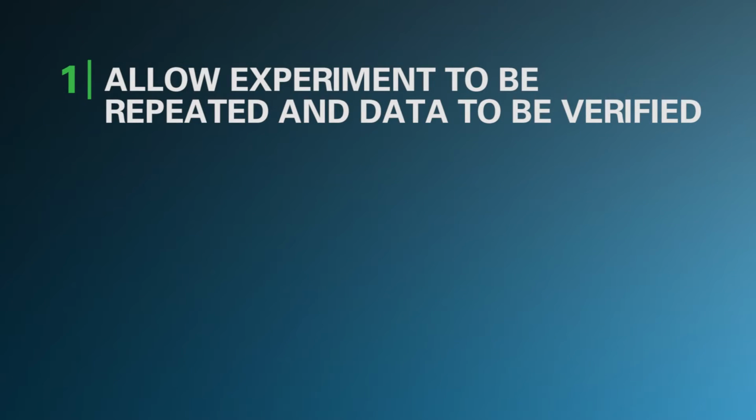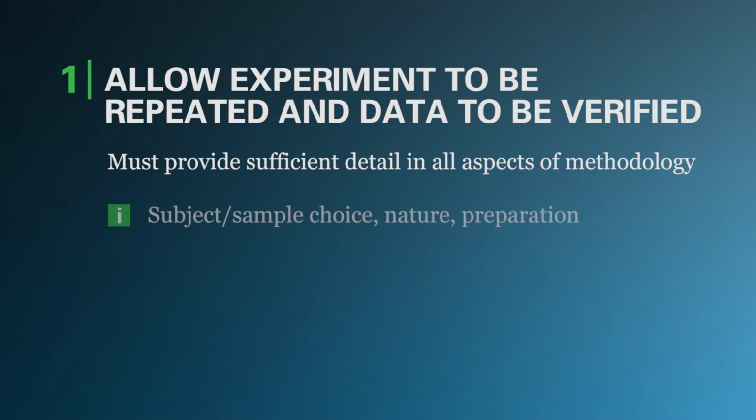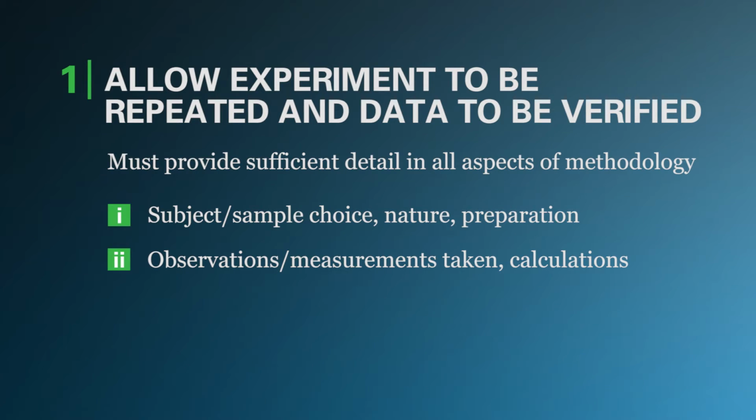The first of these is to ensure that you're providing enough information and in sufficient detail on all aspects of your methodology. Aspects of your methodology section should include, first, subject or sample choice, including key information about the nature and the preparation of those samples, as well as what is done to those subjects and samples. Second, what observations or measurements were taken and how they were taken, as well as what calculations were performed on those measurements. And third, and finally, key methods for the analysis of that data, including any statistical methods.